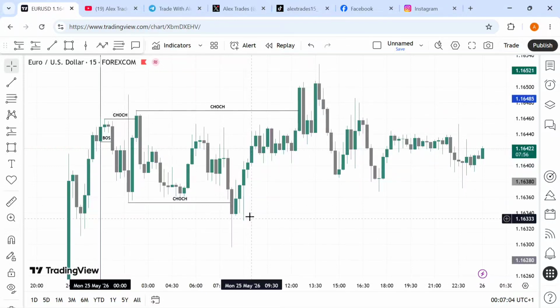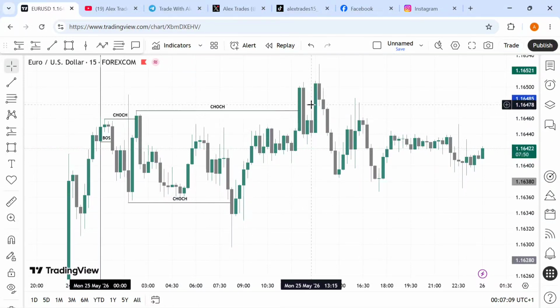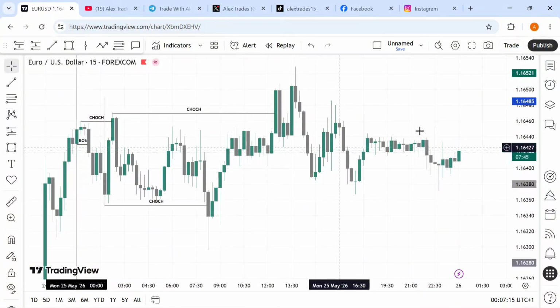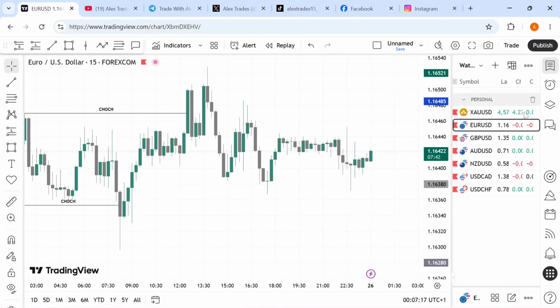It either came back to change character. We can see here everything was just wicky, so I stayed away from it. Change of character again, and here there weren't any valid demand zones. So that's how I stayed away from trading EURUSD.